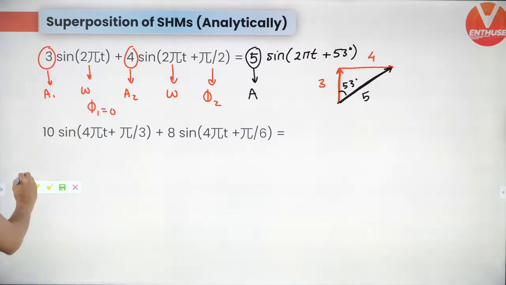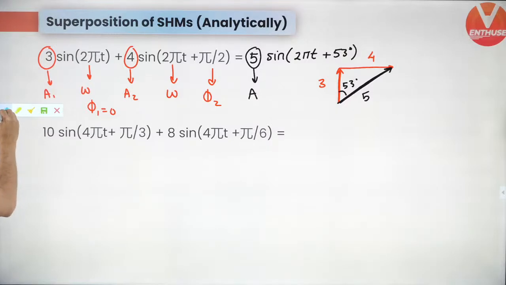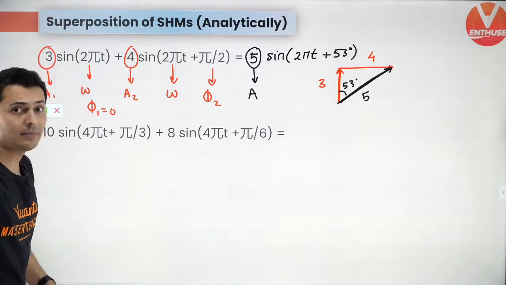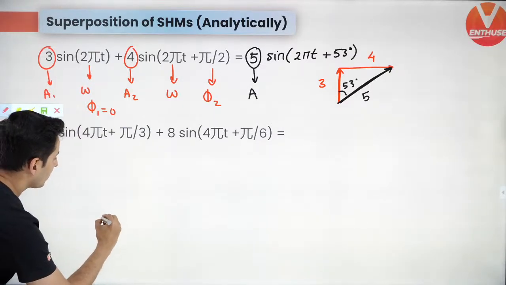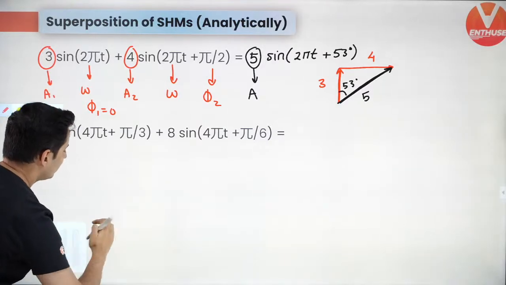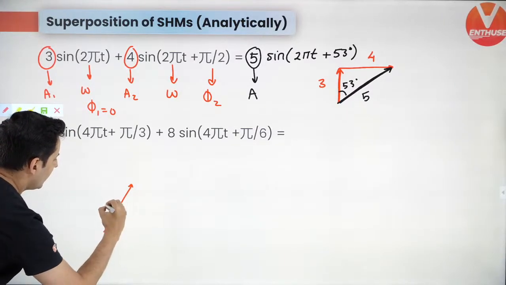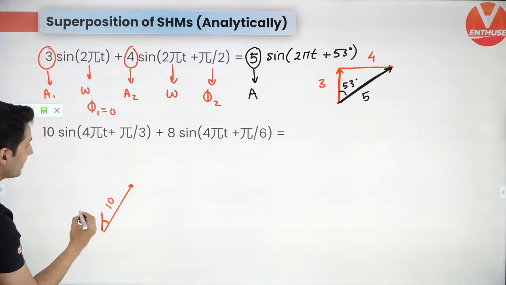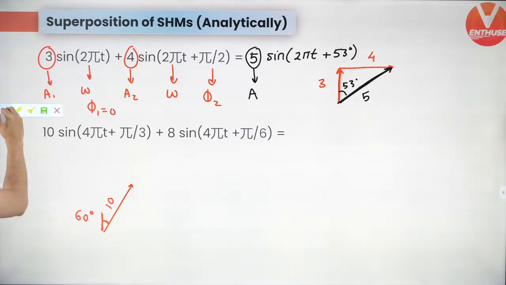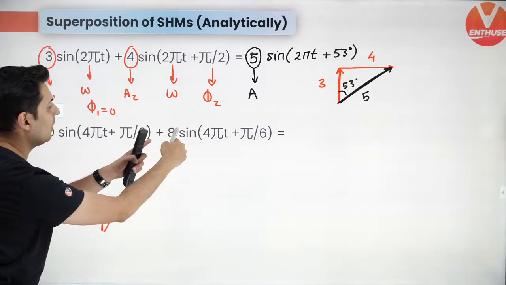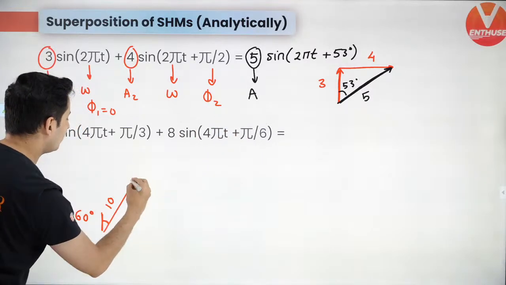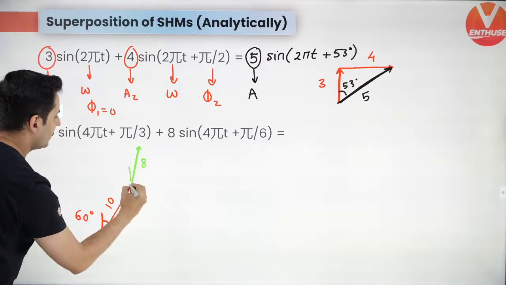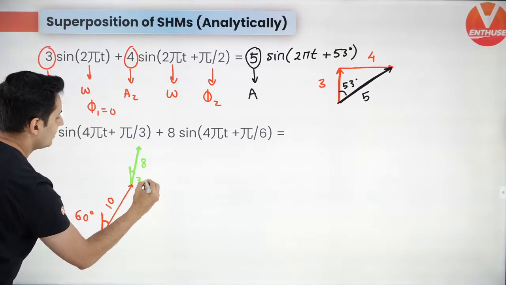So similarly, this also can be solved, but I'll just tell you what will be there in this question, guys. Come on, think about it. 10 will be one vector making angle pi by 3. Pi by 3 means 60 degrees. So draw a vector of length 10, but understand this angle over here will be 60 degrees. Then draw another vector of magnitude 8 but making angle 30 degrees. So this will be like this. This will be having magnitude 8 and this angle over here will be 30 degrees.